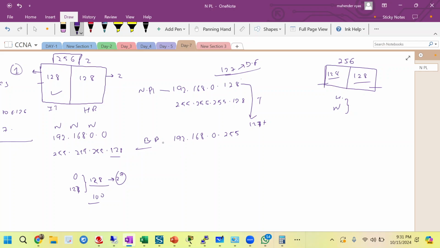Now in the HR department, what would be the valid addresses? Anything from 129 to 254, these are valid addresses. Anyone from the HR department can use these addresses.